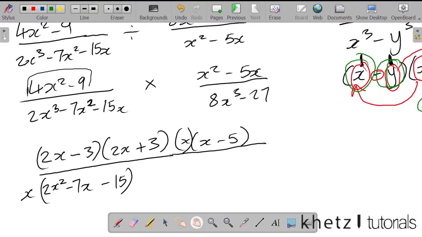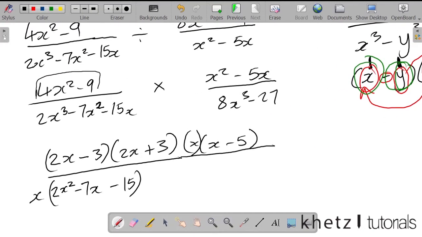Now, applying this to what we have specifically, you have 8x cubed subtract 27. So the cube root of this part, you notice that this is the difference of cubes. The cube root of the first part is 2x. Then you're going to subtract the cube root of the second part. Then you're going to square this, which is 4x squared. Then you're going to square this, which is 9.